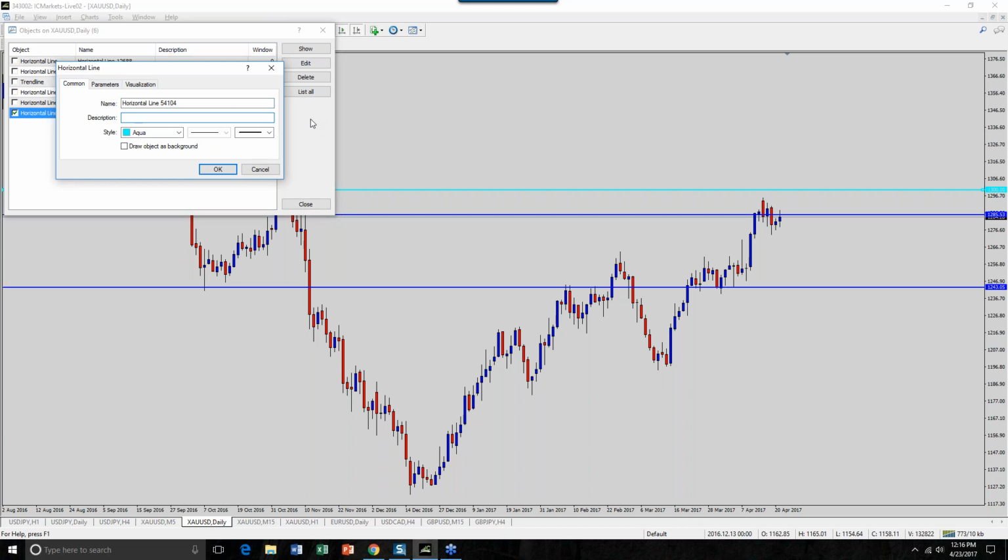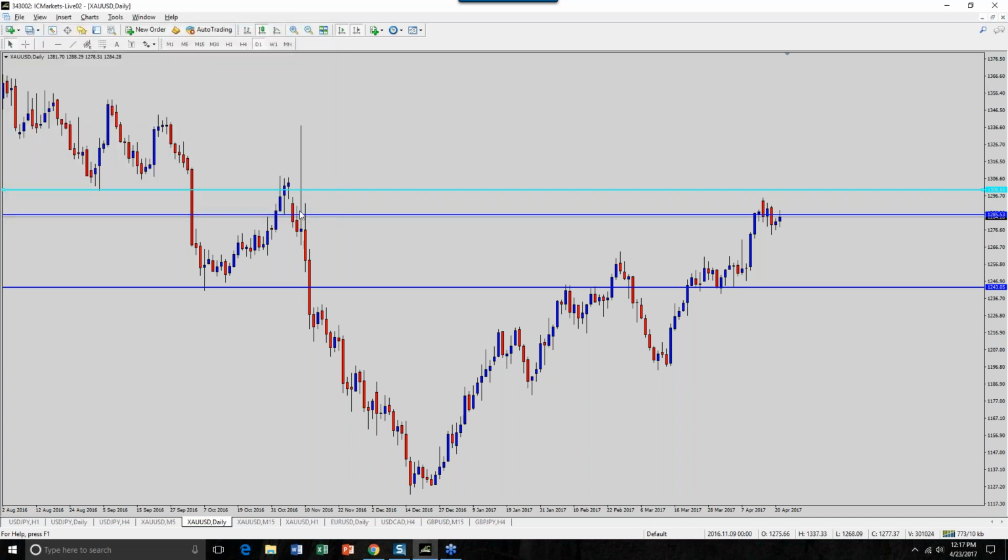You can type, this is key support or key level. So you can give yourself that information, because now, like I see here, it's a key level at 1299.82, but it's technically 1300. But that's what I'm saying.